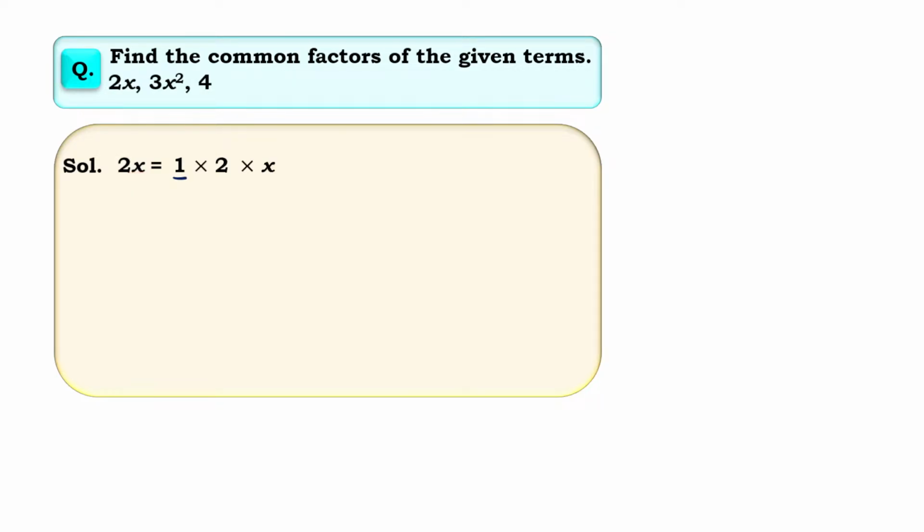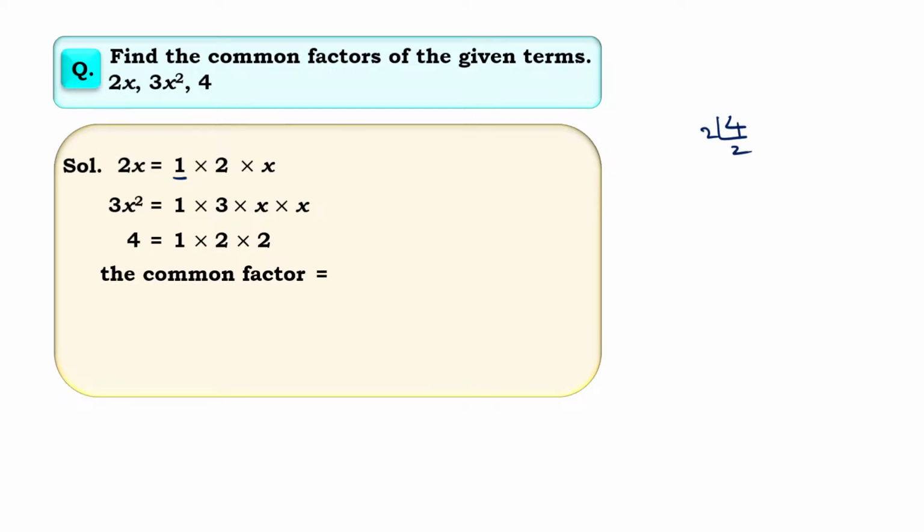Then x. Then for 3x square, it is like 1 into 3, and x square means x multiplied with itself 2 times. Then what about 4? 2 multiplied with itself 2 times. You can take the factorization for this: 2 2's are 4.